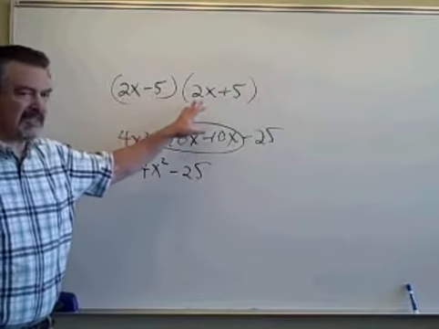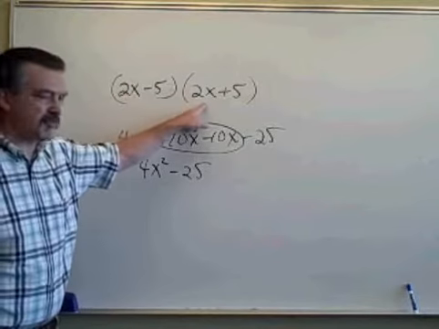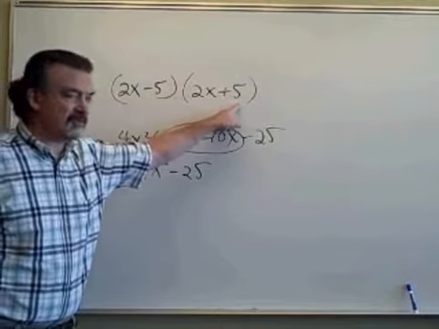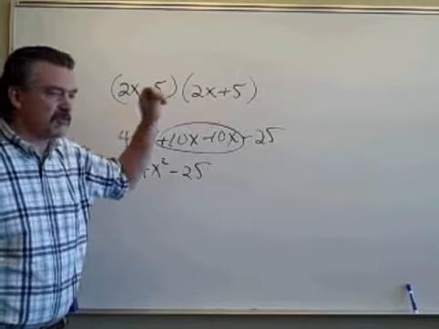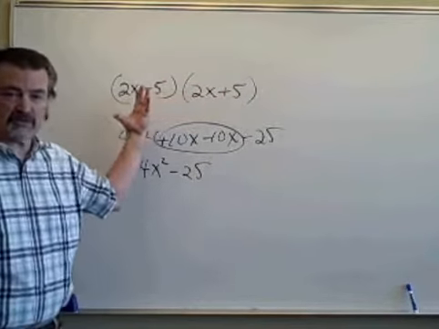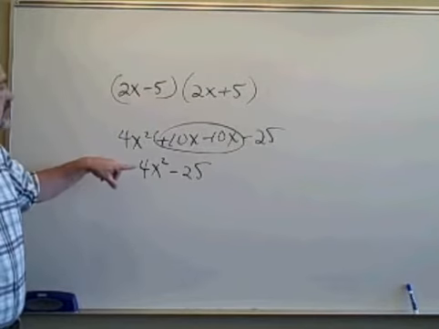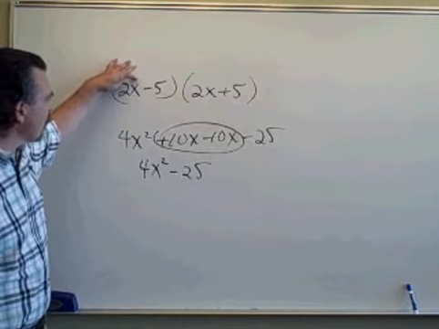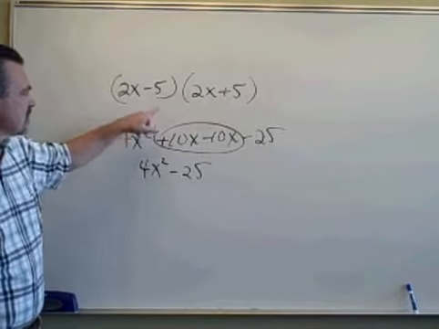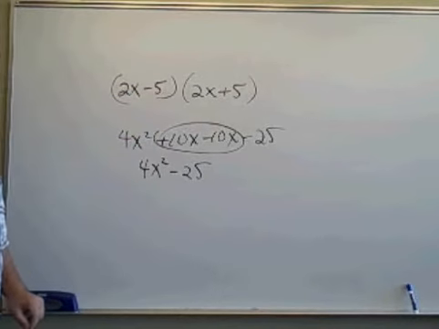So whenever you see this pattern, the first terms are the same, the second terms are the same, one is subtraction, one's addition. It doesn't make any difference the order, which one's first, subtraction or addition. It's always going to be the answer of the square of this minus the square of that.